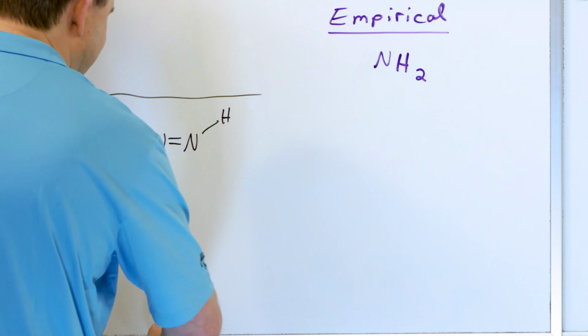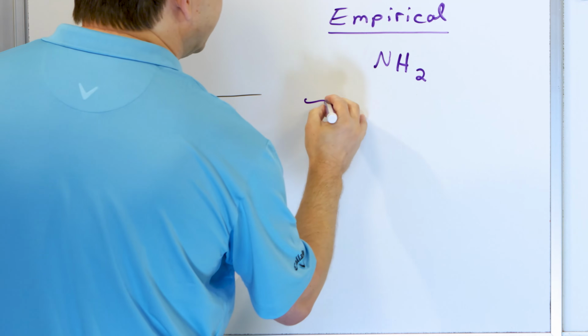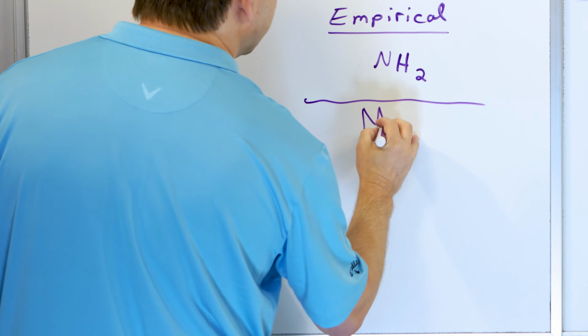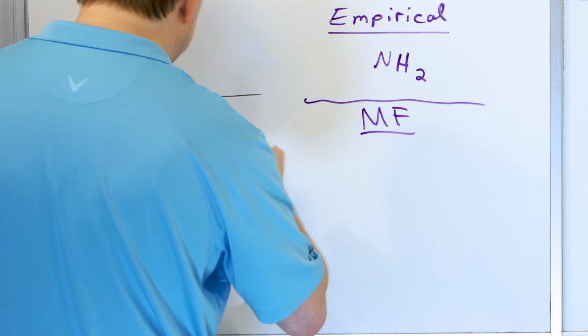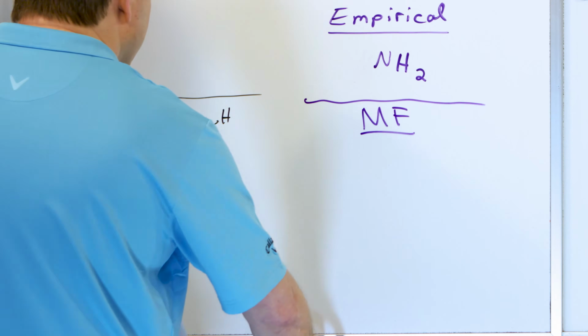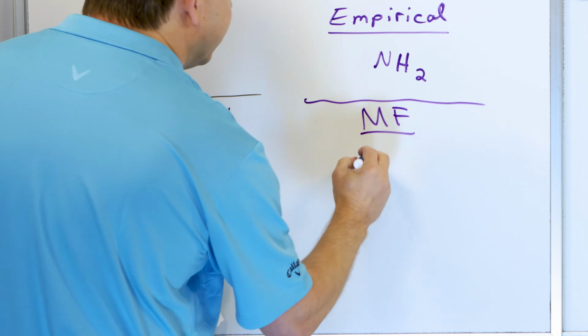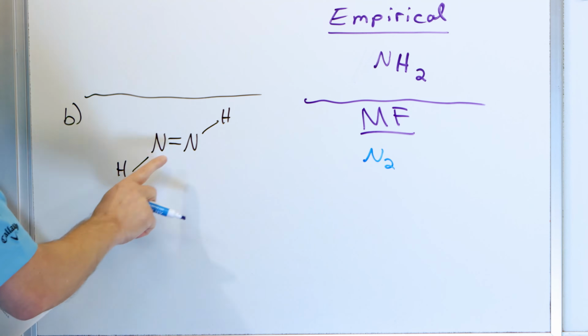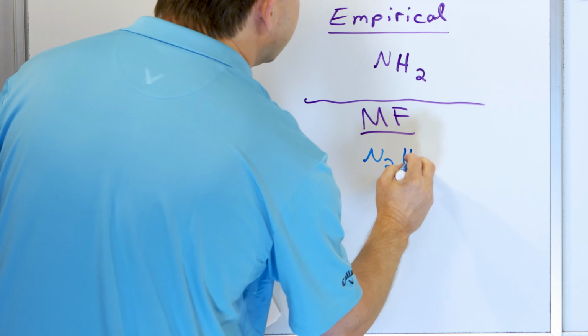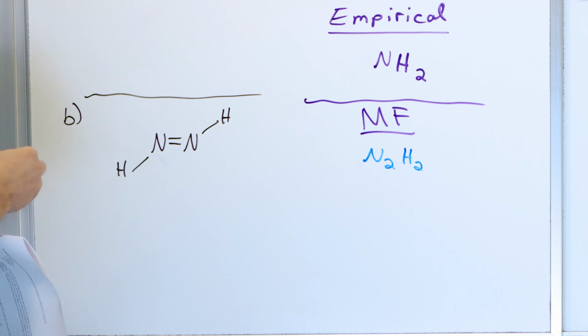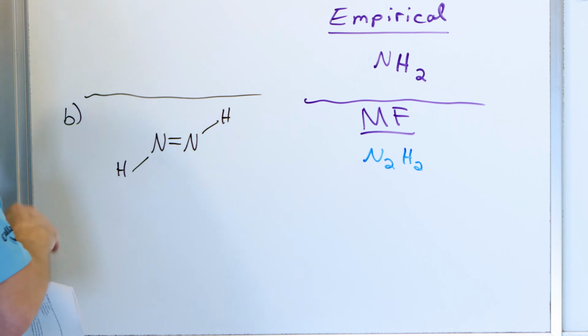But what we want to figure out here is what is the molecular formula. So I'm going to call this molecular formula. We're going to write down molecular formula first. Well, what is it? We have two nitrogens, N2, and we have two hydrogens, H2. So N2H2, that's a molecular formula. That's what's actually in the molecule.